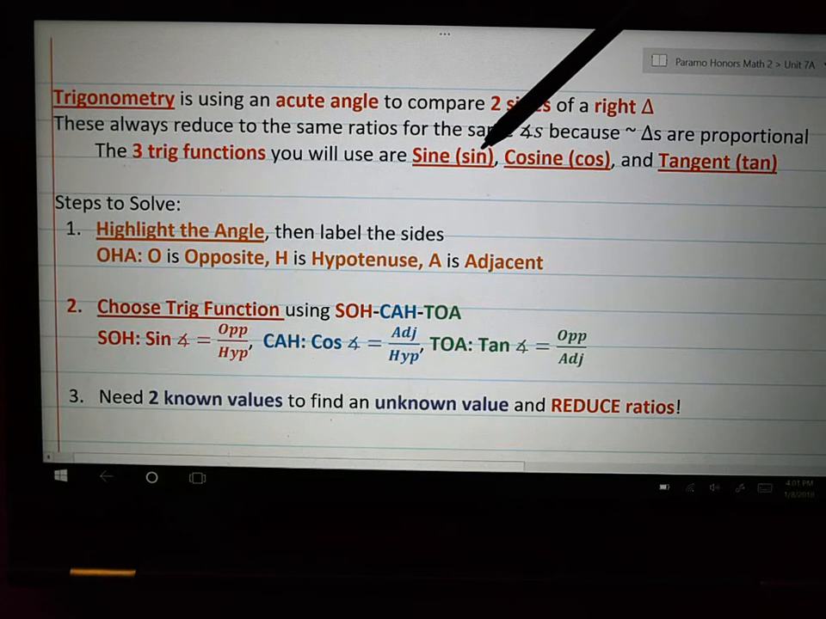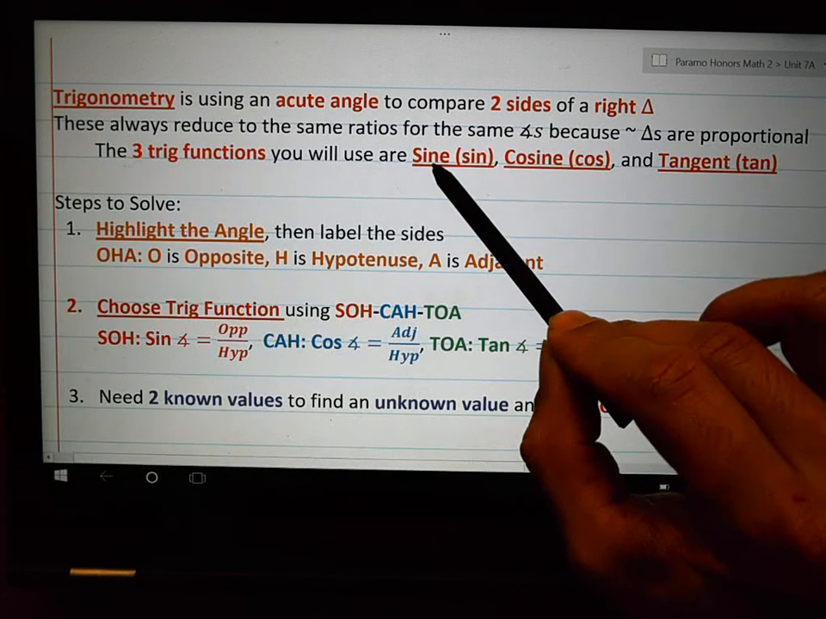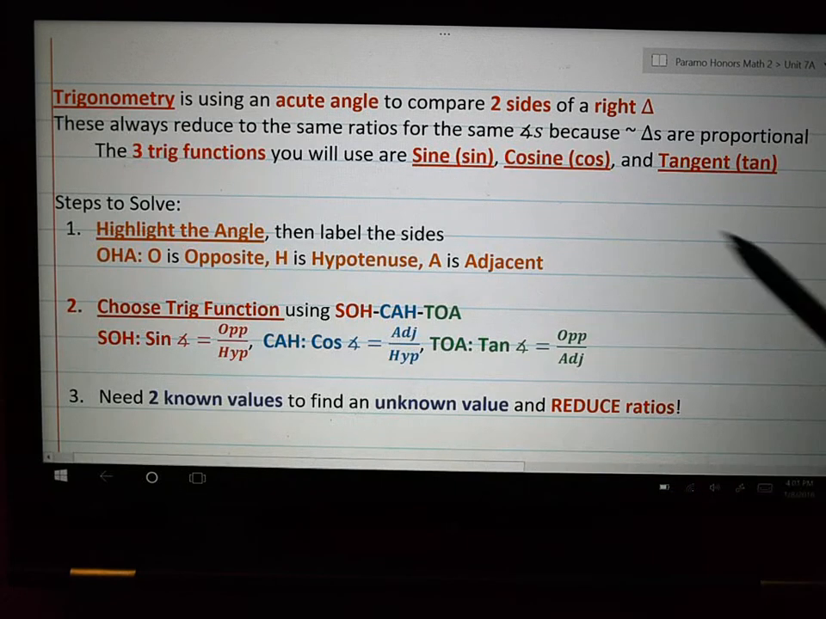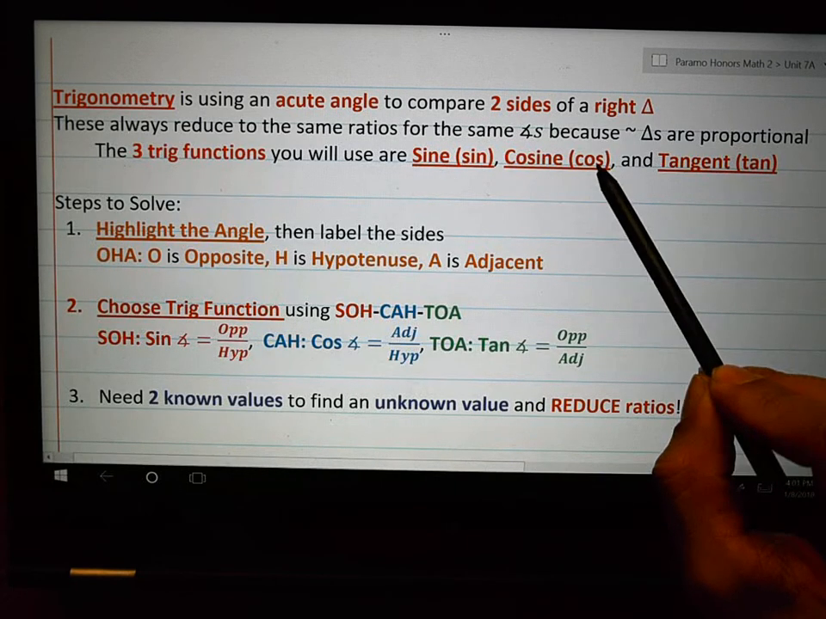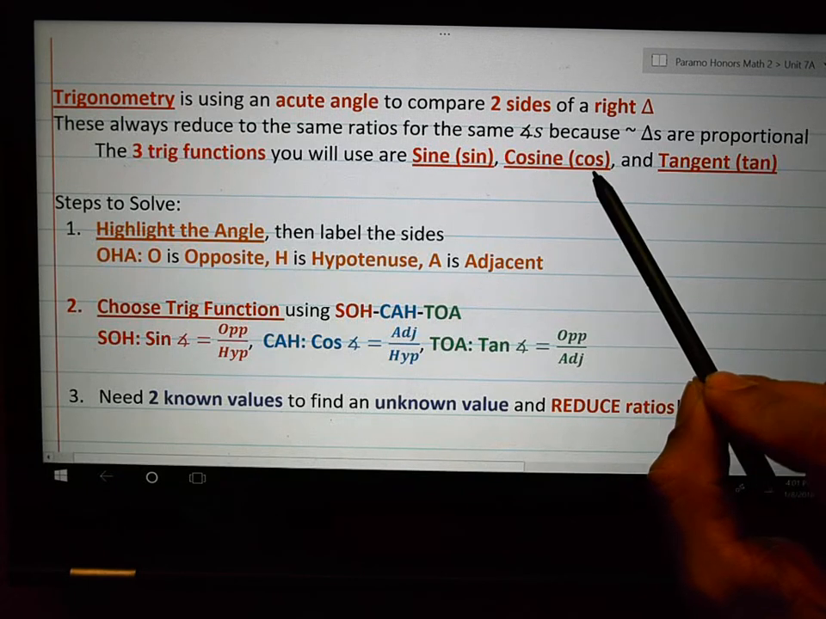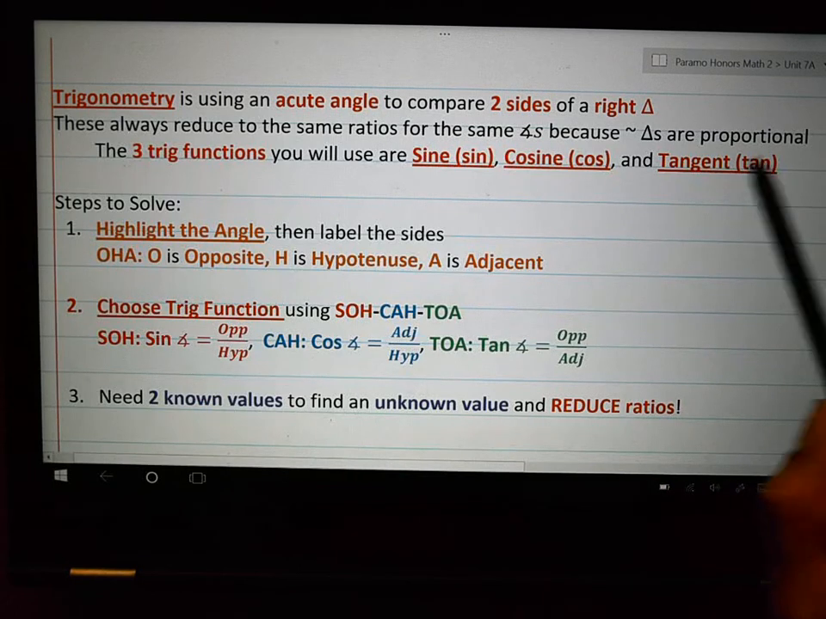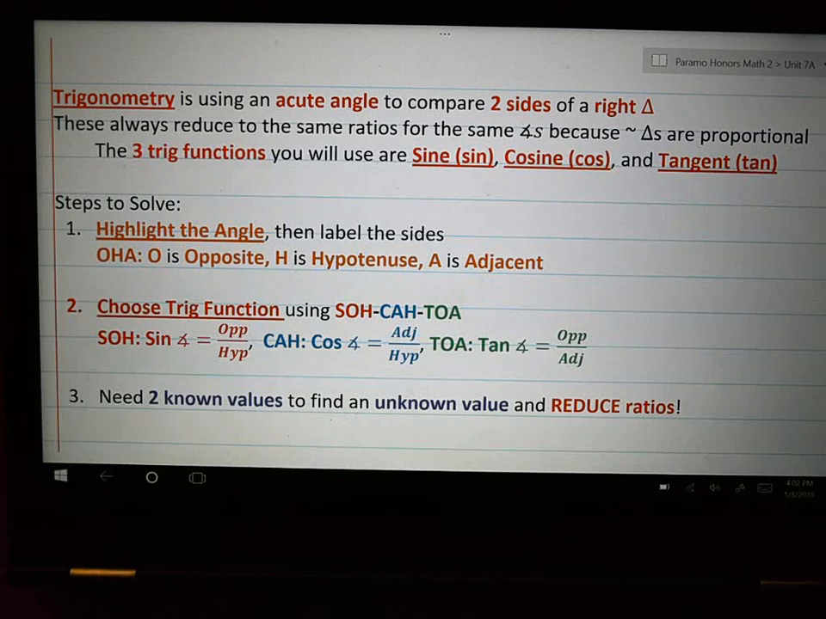There are 3 trig function names, and those 3 trig functions are called sine. It is abbreviated SIN. So from this point forward, you're going to see SIN, but you're going to pronounce it as its full name, sine. The full name for COS is cosine, but we will abbreviate cosine as COS. And then there's tangent, and tangent is abbreviated as TAN. And that's how we abbreviate the 3 trig functions.